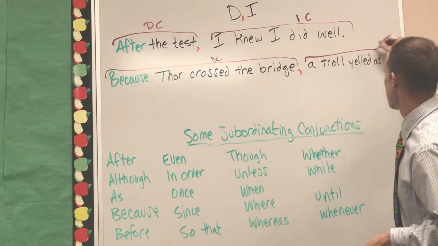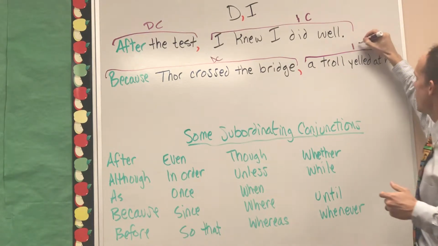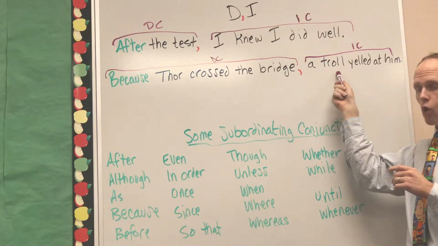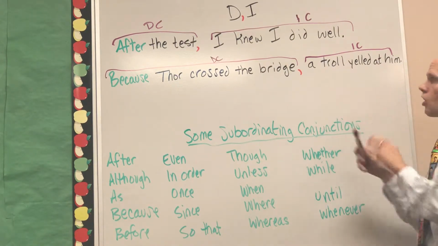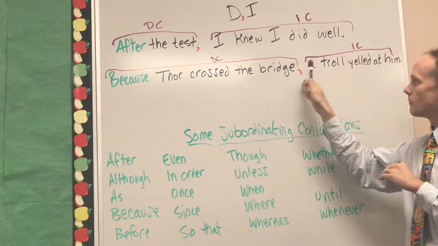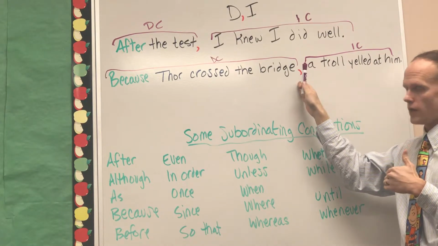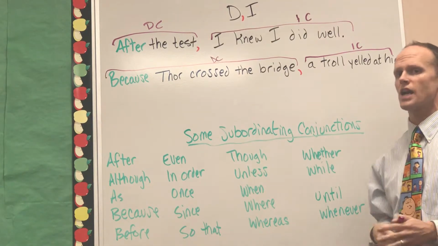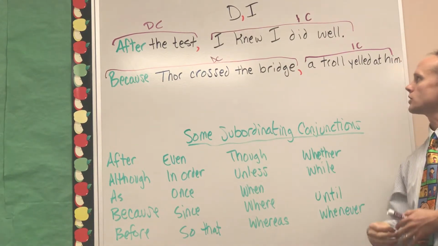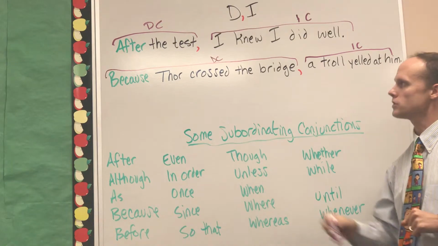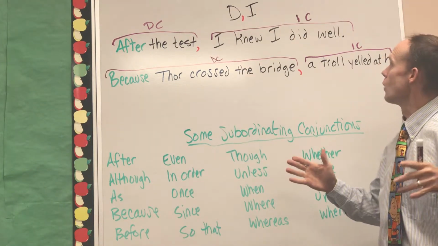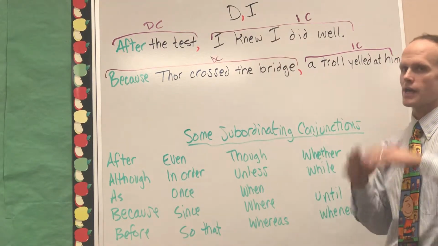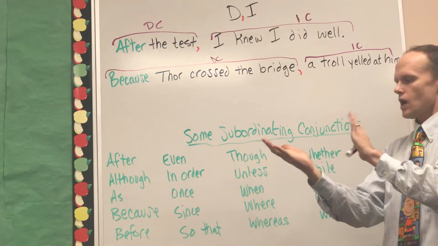This part right here, a troll yelled at him, that mean troll, this is an independent clause. A troll yelled at him. Troll is my subject in this independent clause, so that's why I'm putting the comma right here, right before it, okay? So the comma goes right after that dependent clause, even when we say it out loud. Because Thor crossed the bridge, a troll yelled. Did you see that natural pause? After the test, I knew I did well. Again, that natural pause.